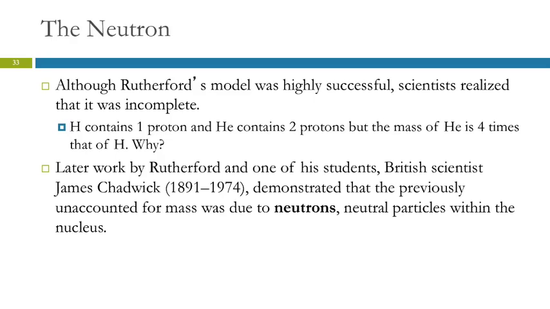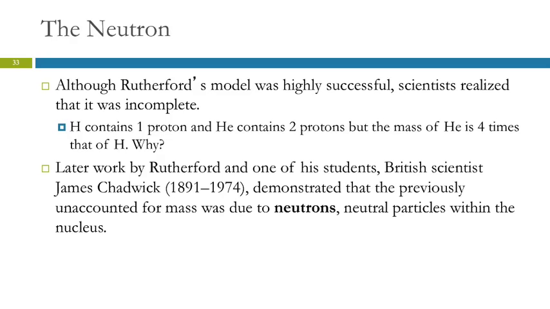So that model was very successful, but it was still not quite right. It was incomplete. And we can show that by looking at hydrogen and helium. Hydrogen has 1 proton. Helium has 2 protons. The electrons are really tiny, so the mass comes from the protons in the nucleus. So if this one has 2 protons, we would expect that helium weighs twice as much as hydrogen, but it weighs 4 times as much. What's up with that? There must be something else in there.